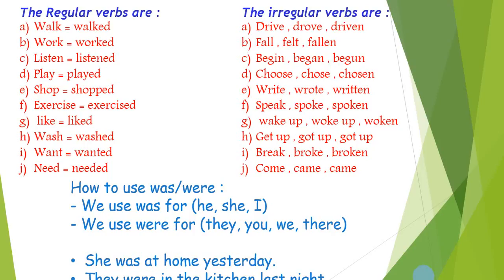Okay, now we have to use "was" for he, she, it, or I, and we use "were" for the plural subject, if it is they, you, or we. Okay, we'll turn to the next slide.